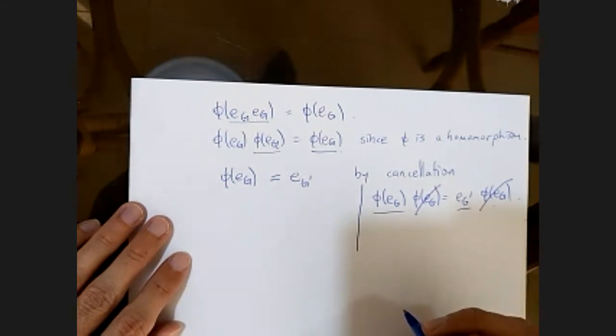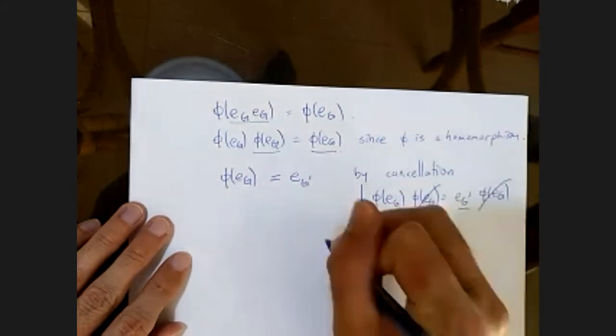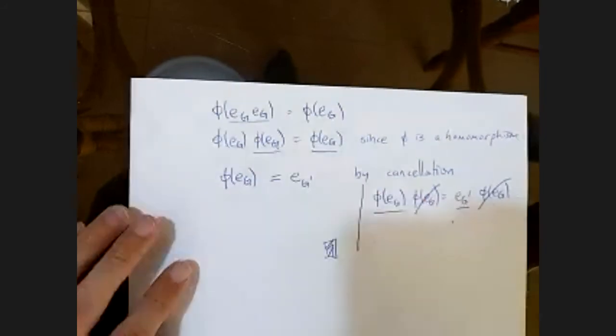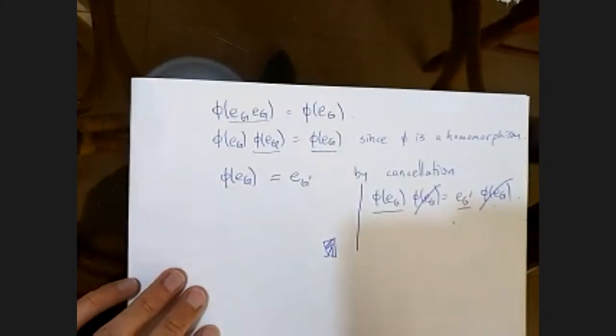Before I talk more about homomorphisms, that's the end of the proof for this. But there's something else I want to talk about too, and that is generators and relations. And then after that, if we have time, we'll talk a little bit more about homomorphisms.